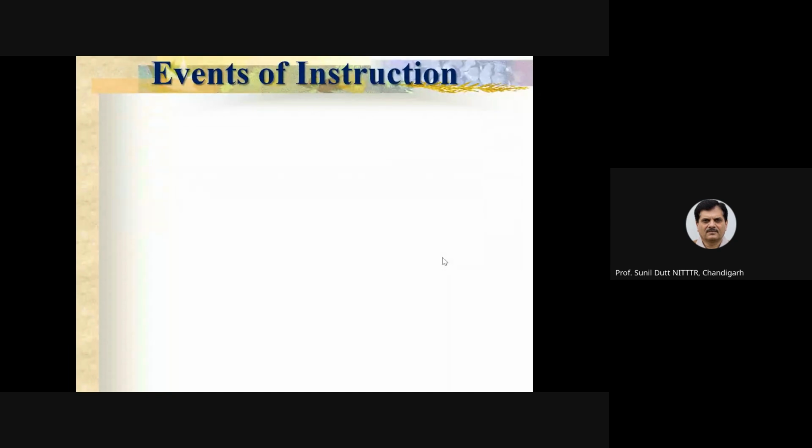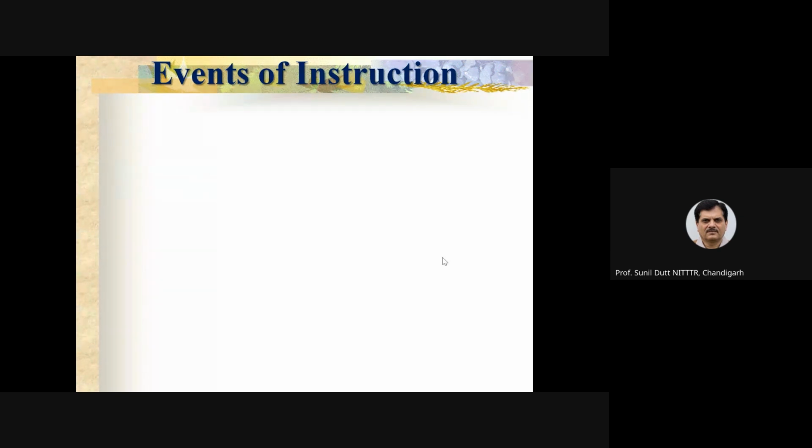Now, there are 9 events of instruction. If you are following the lecture method or demonstration method, you need to know the various types of events of instruction, because these will help you to move from where the students are at the beginning of a lecture to the attainment of capabilities identified as the lecture's learning outcomes.